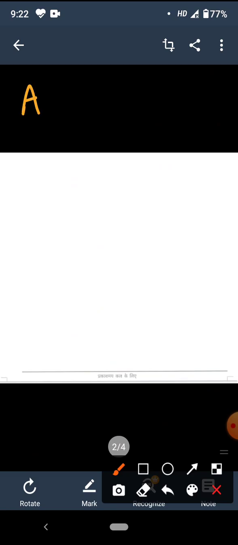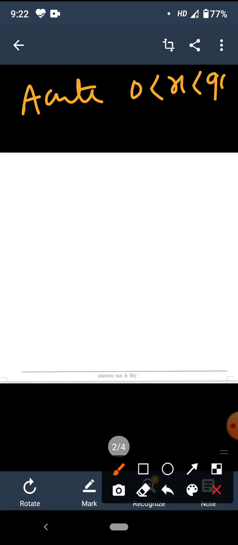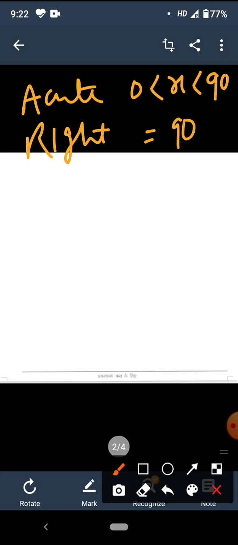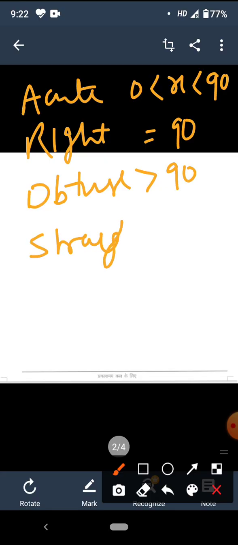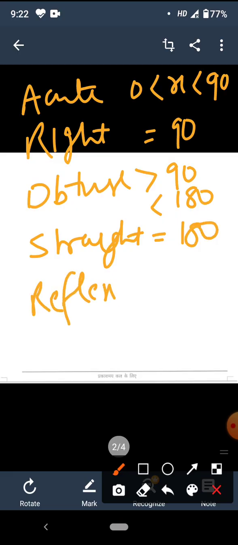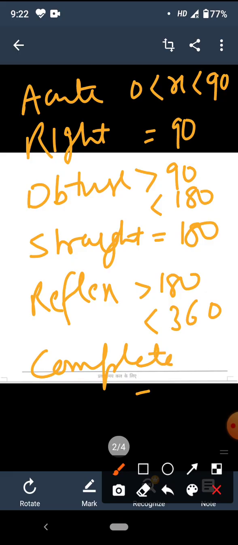Okay, so you have studied the acute angle, more than 0 but less than 90. Then we studied the right angle, whose measure is equal to 90 degrees. Then we studied the obtuse angle, more than 90 and less than 180. And the straight angle, equal to 180. Now the reflex angle is more than 180 but less than 360. Then we studied the complete angle, whose measure is equal to 360 degrees.